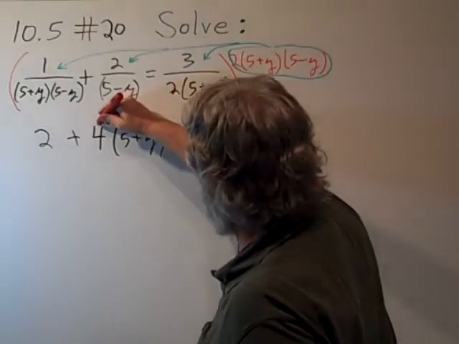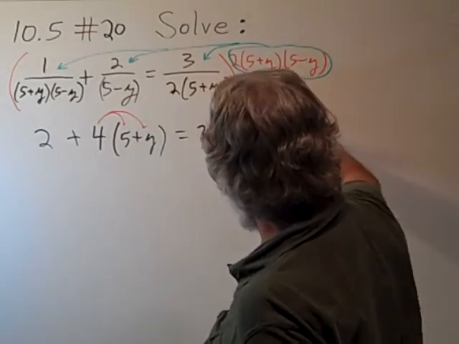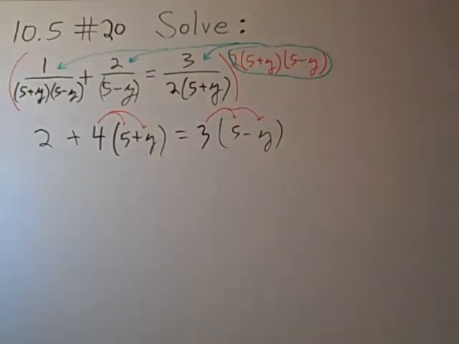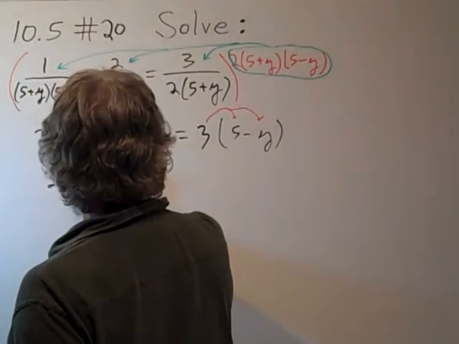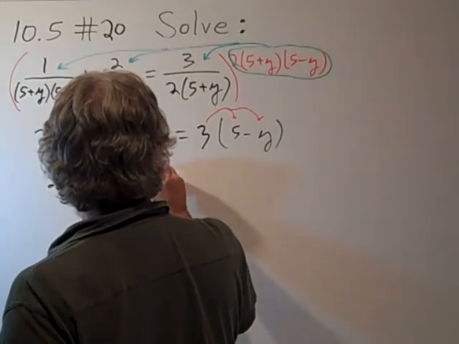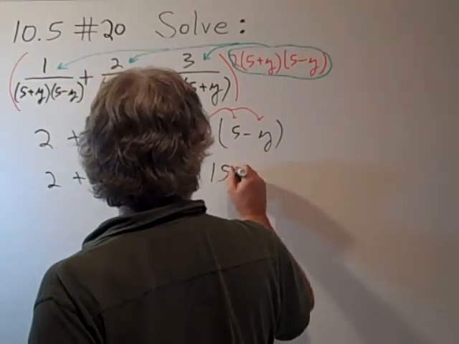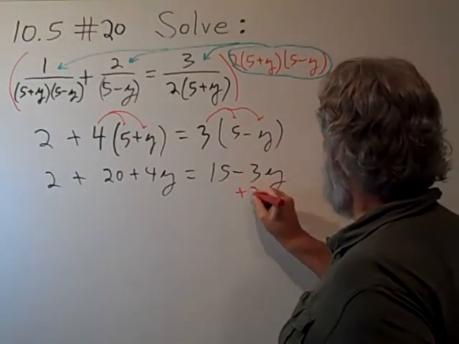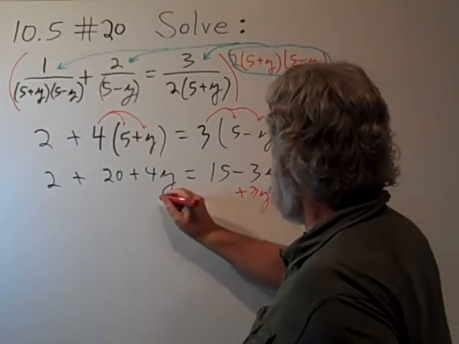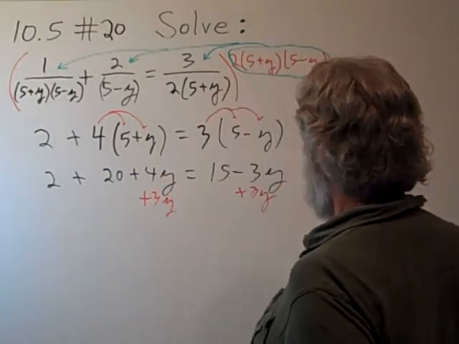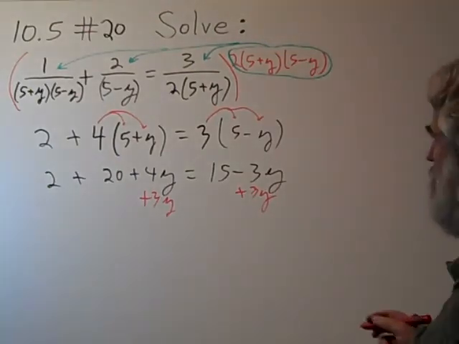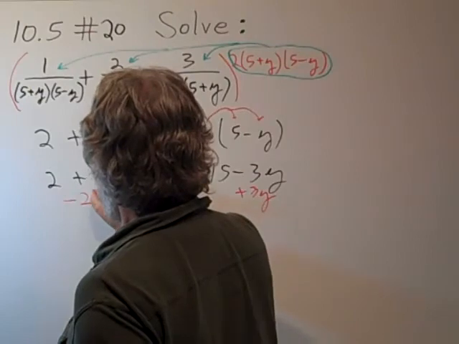Now let's just distribute the 4 through the parentheses here, and the 3 through the parentheses over there. And we get 2 plus 20 plus 4y equals 15 minus 3y. So let's add 3y to both sides. And let's subtract 22 from both sides.